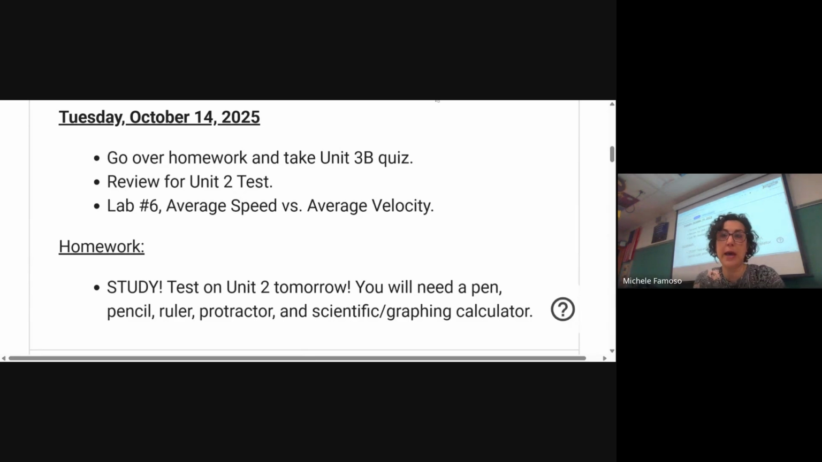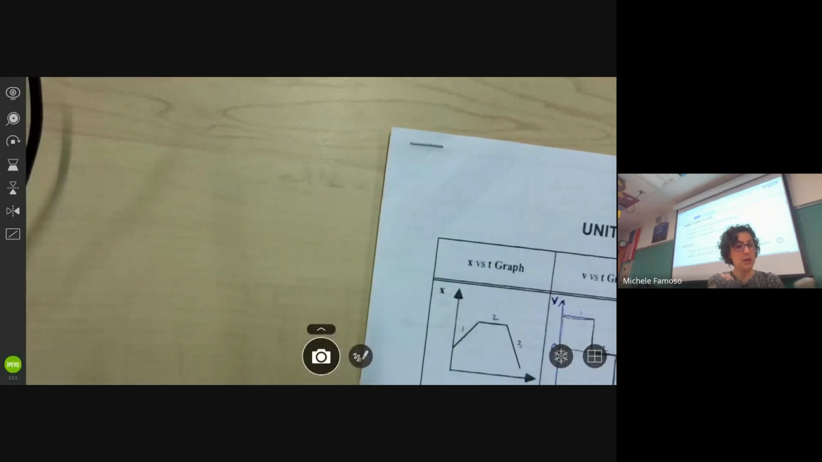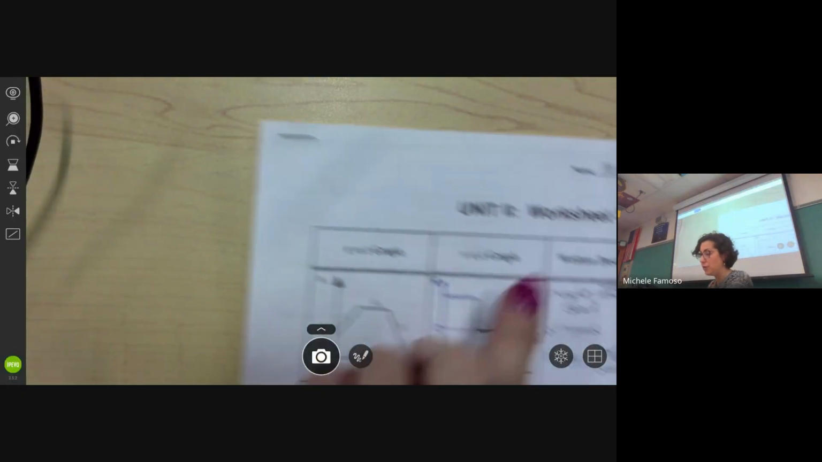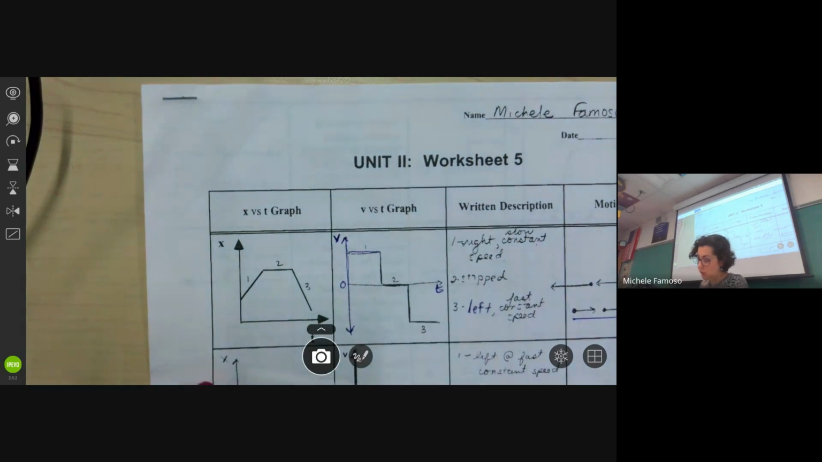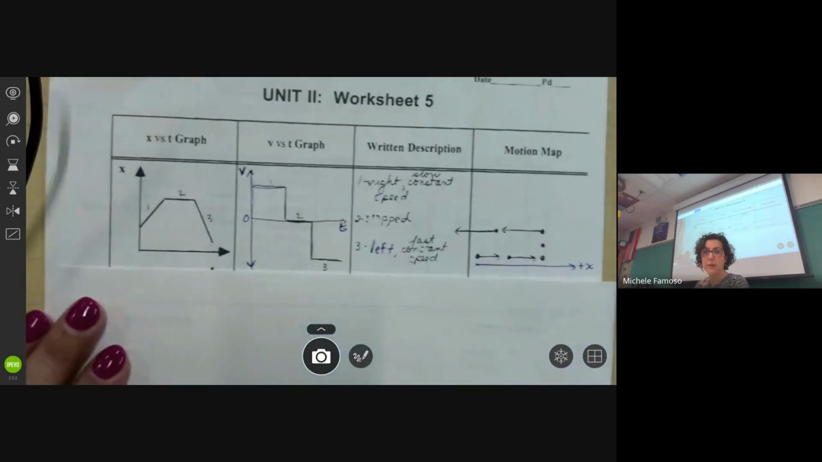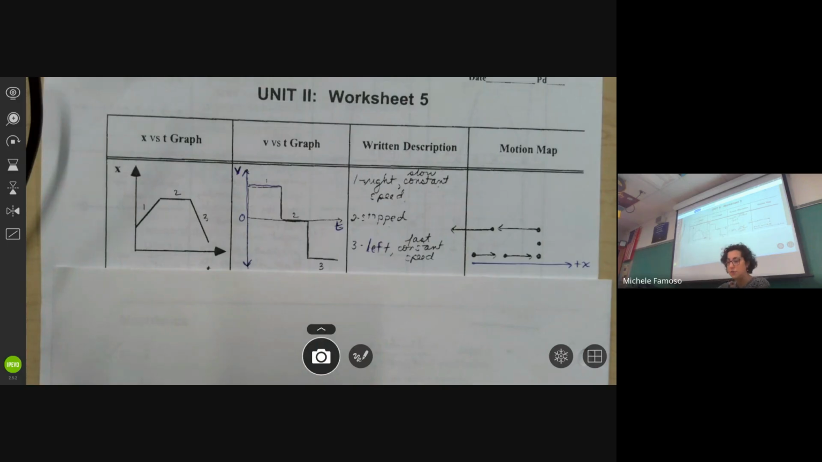In your Unit 2 packet, so the first page of the review was with this, correct? Am I right? Yes? Okay, so let's start looking at that page. So the first one, you had to kind of complete all of the columns that were not given to you.